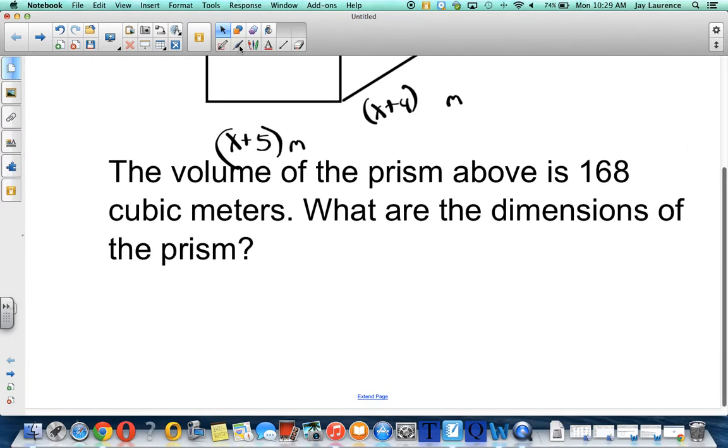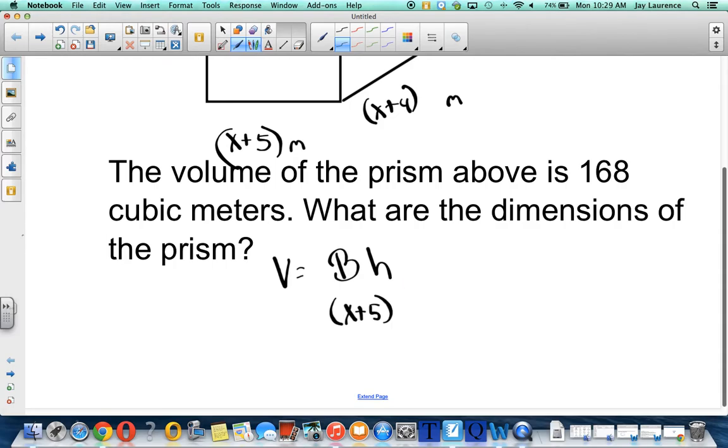Well, we know that to get volume, we normally take the area of the base, that's what capital B is. The area of the base would be a rectangle, x plus 5 times x plus 4, and we'd multiply by the height, which in this case is 3. So I'm going to take the area of the base, which I get by multiplying quantity of x plus 5 times quantity of x plus 4, and then multiply it by the height. Remember, the volume of a rectangular prism can be found by doing capital B, which is the area of the base, times the height. I've said that several times. Do you think it's important? That will equal the volume, which I'm told is 168 cubic meters.